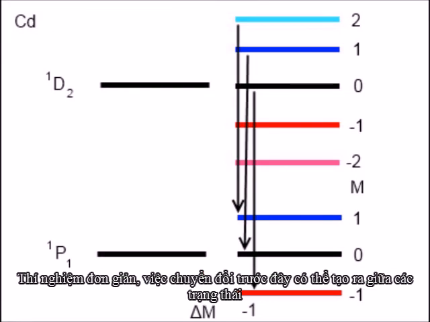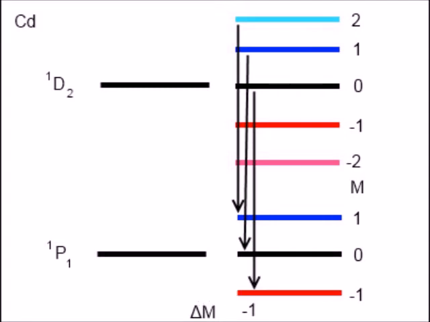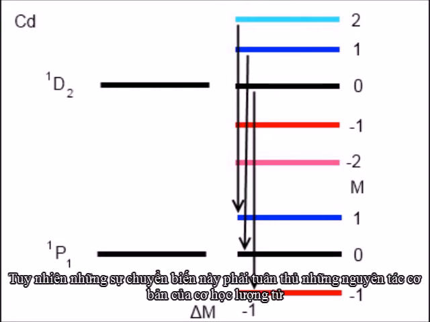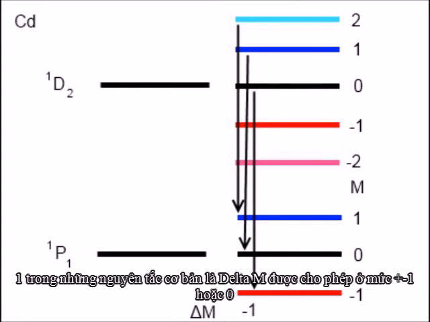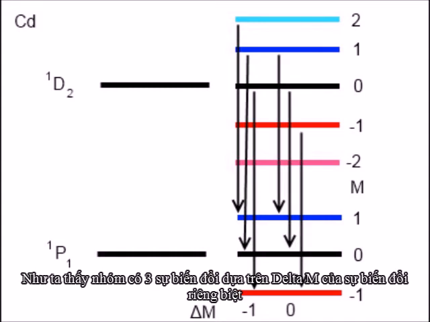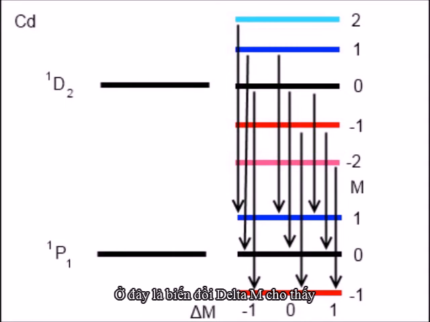As with the simple example previously, transitions can be made between these states. However, these transitions must obey the fundamental rules of quantum mechanics. One of these fundamental rules is that delta m is allowed to be either plus or minus 1 or 0. As you can see, groups of 3 transitions will occur based on the delta m of the particular transitions. Here, the minus 1 delta m transitions are shown.